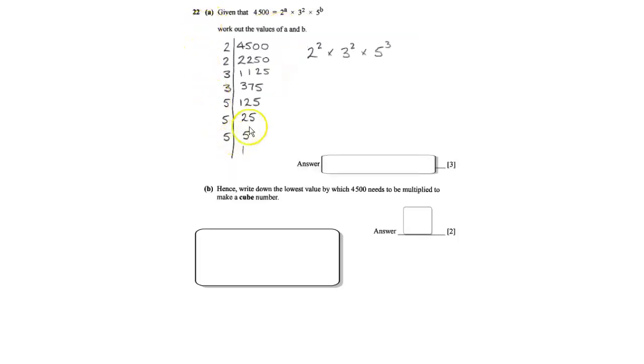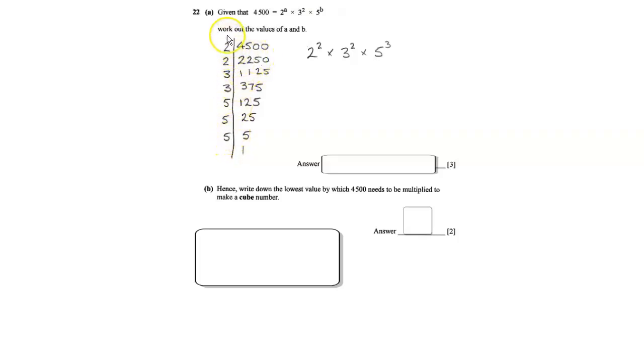So question 22 is given that 4,500 is equal to 2 to the power of a times 3 squared times 5 to the power of b. Work out the values of a and b. So these are prime factors we're looking at this time. So one way of doing it is to get the prime factors of 4,500. So we're dividing by 2 until we get all our prime factors here.